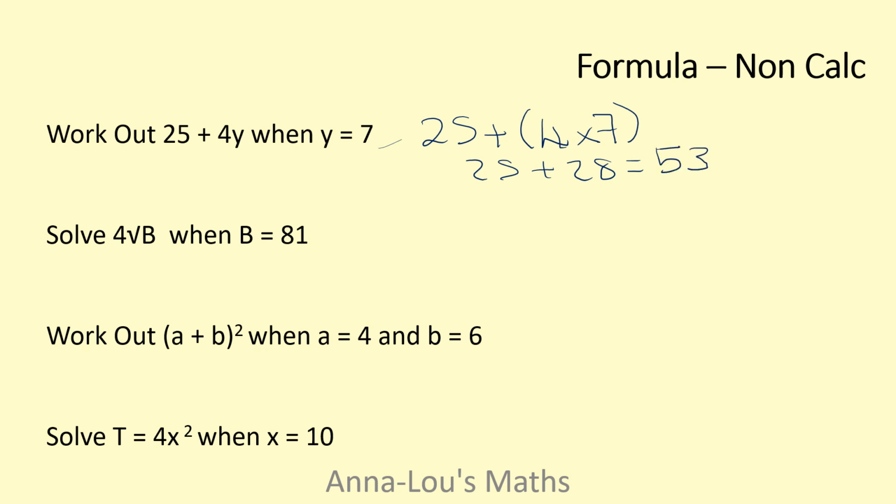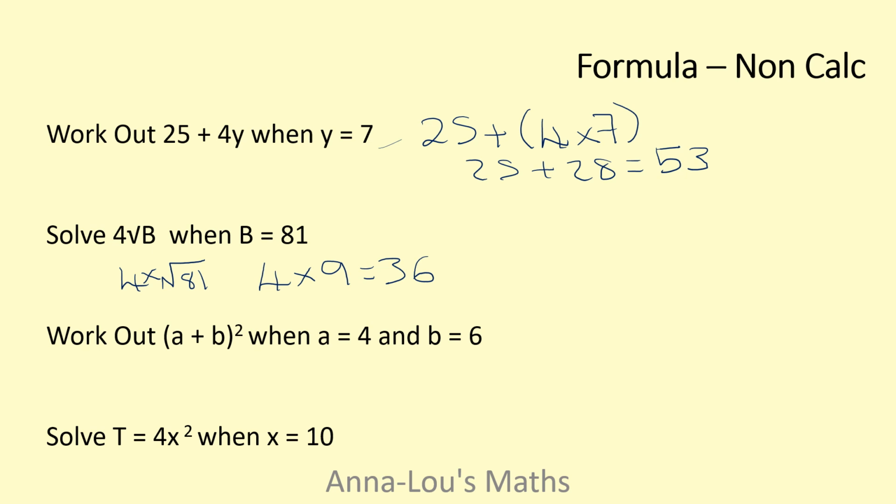Right, let's look at this one. 4 root b when b is 81. So 4 root 81. Oh, what's it mean when things are next to each other with no symbol? It means times, doesn't it? I'll pop my times in there as well. And root 81, hopefully you've already watched my squares and square roots video. So root 81 is 9. So this is saying 4 times 9, which gives me 36.